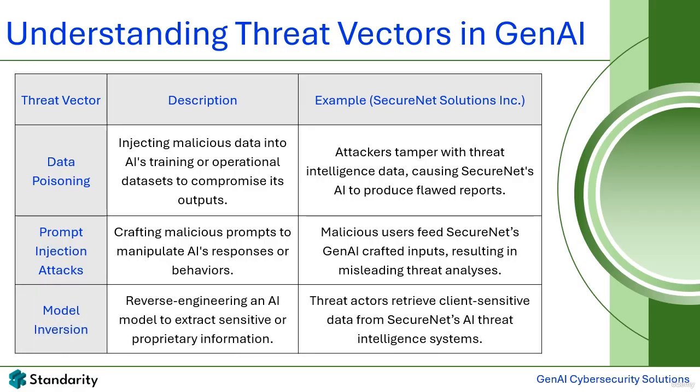Model inversion poses an even greater risk by targeting the model itself. Attackers reverse engineer the AI to extract sensitive or proprietary information embedded in the model structure or datasets. For SecureNet, this risk was evident when malicious actors attempted to retrieve confidential client data through the AI's interface. In response, the company enhanced their encryption and access control measures to prevent unauthorized data access.